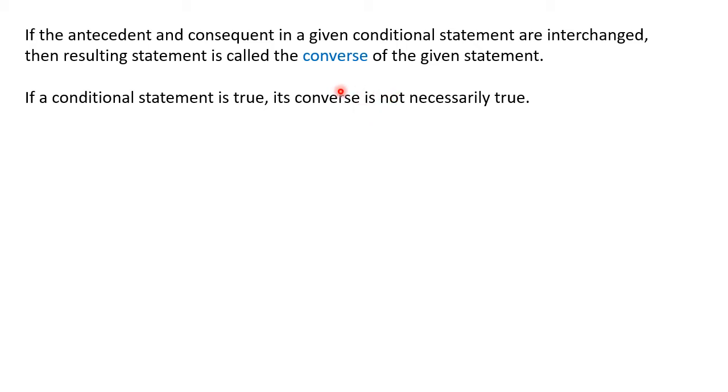So the converse was not true. Okay. So if the conditional statement is true, its converse is not necessarily true. Sometimes it can be true, but it is not necessarily supposed to be true. Okay. So we are going to see two examples from mathematics or geometry based on conditional statements and their converses.